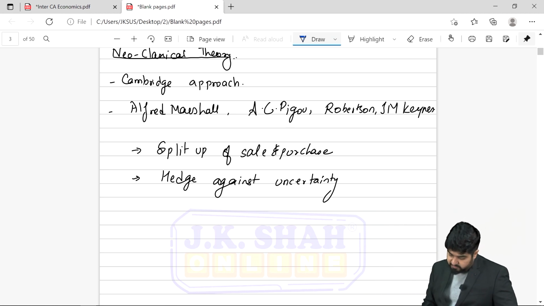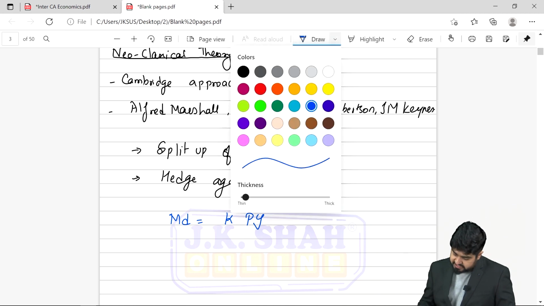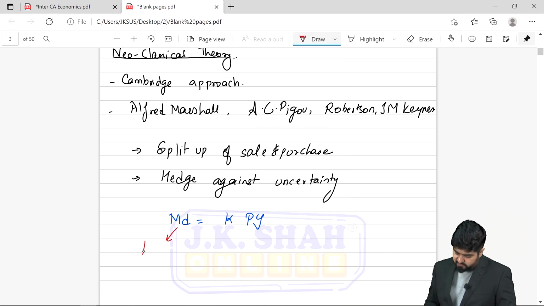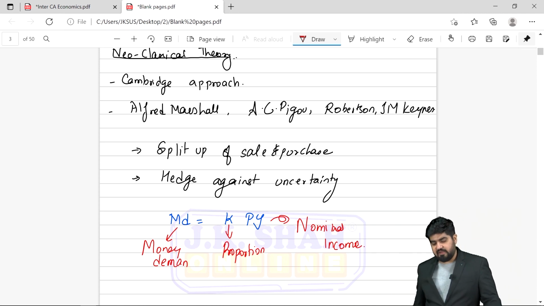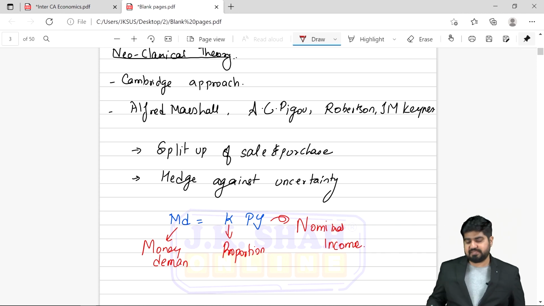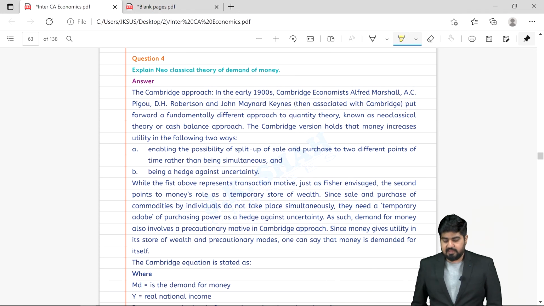But the demand for money, that is MD, will be your proportion of the nominal income which you keep for these 2 things. What is MD equal to? MD = KPY. MD stands for money demand or demand for money. K is nothing but proportion, and PY is nothing but your nominal income. Okay, so these are the 3 things, students, that you have here. MD is equal to KPY. Please remember this, and then if you write it in your own words, then it is completely fine, no problem. Let's have a look at the answer.